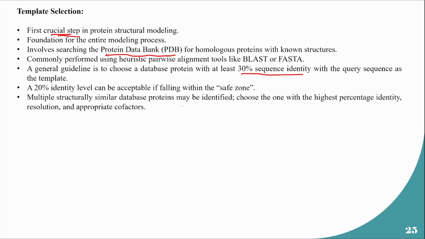Now, if multiple structurally similar database proteins are identified, then you have to choose the one with the highest percentage identity, but you also have to take into consideration the resolution, appropriate cofactors, etc. So whatever other information is present in the structures, the quality of the structure, you have to take into consideration all of those.